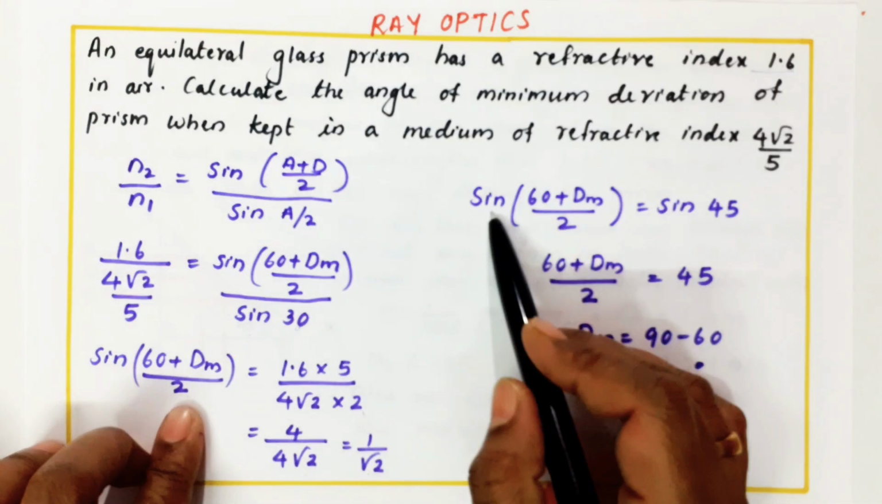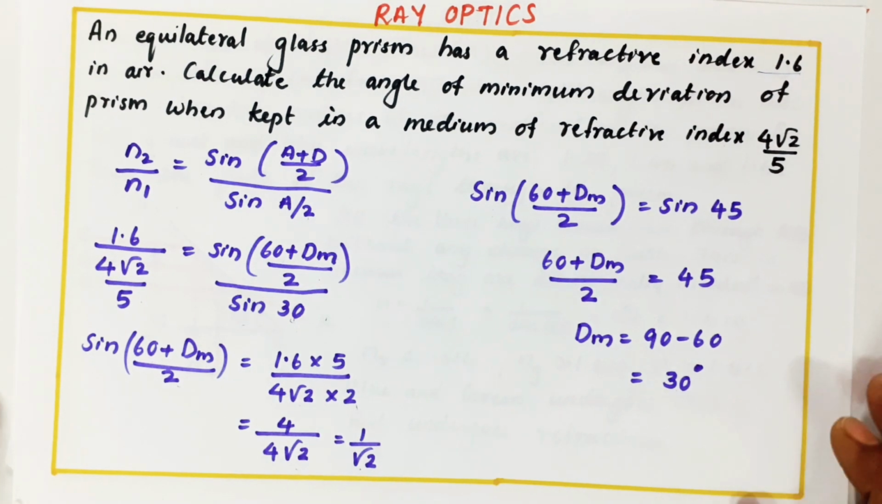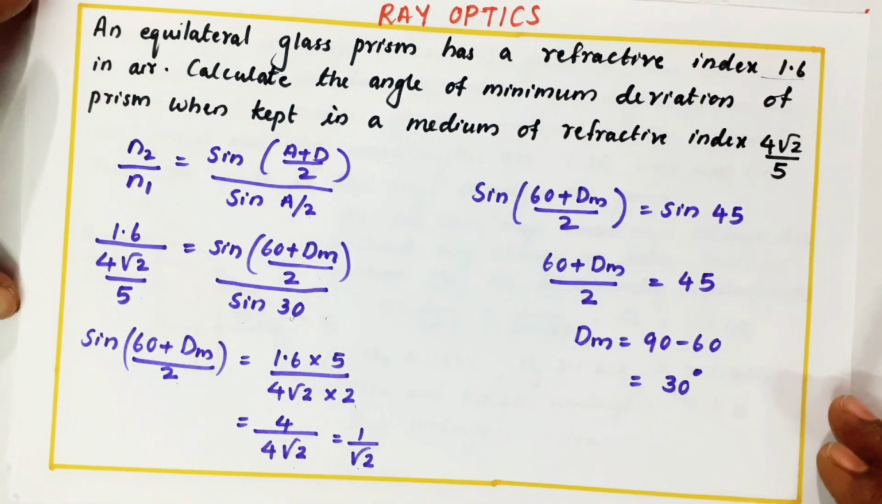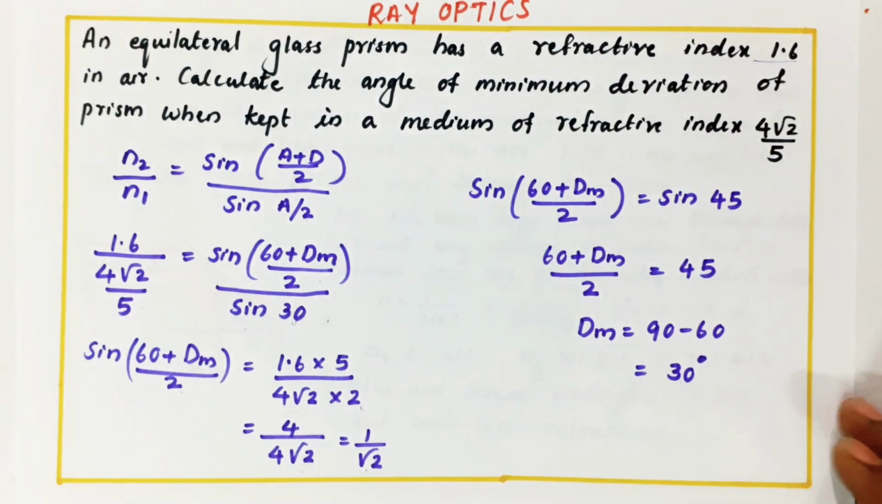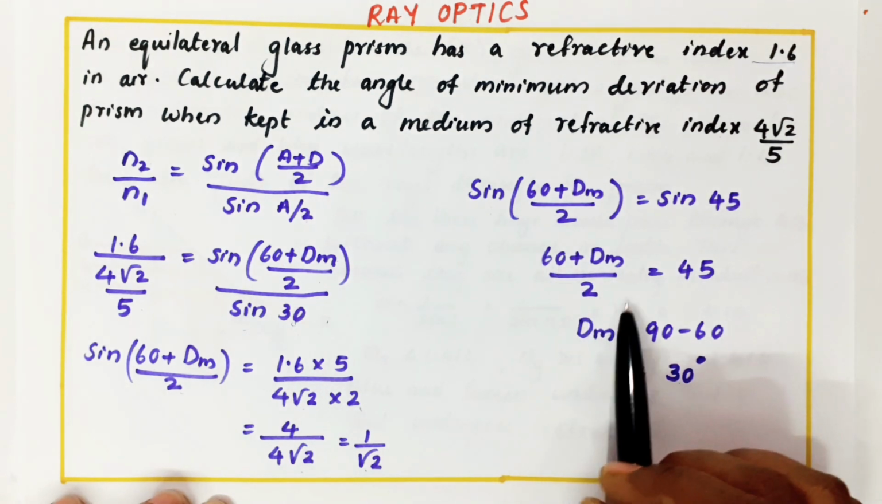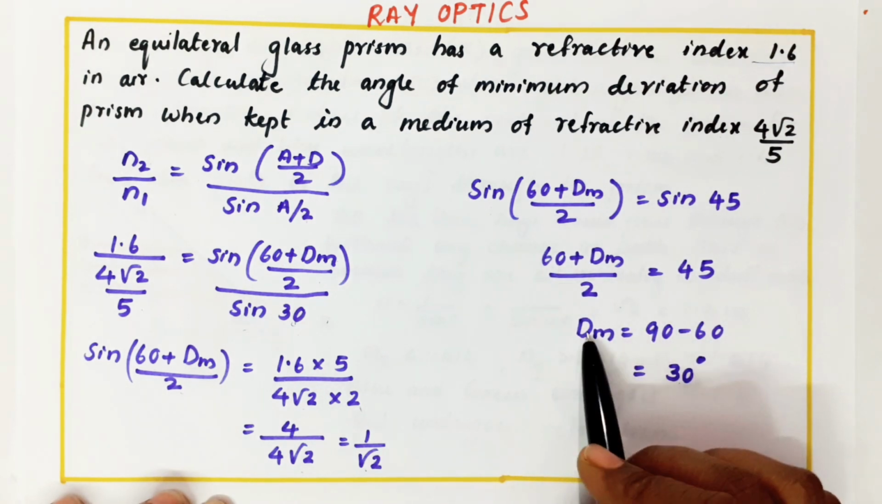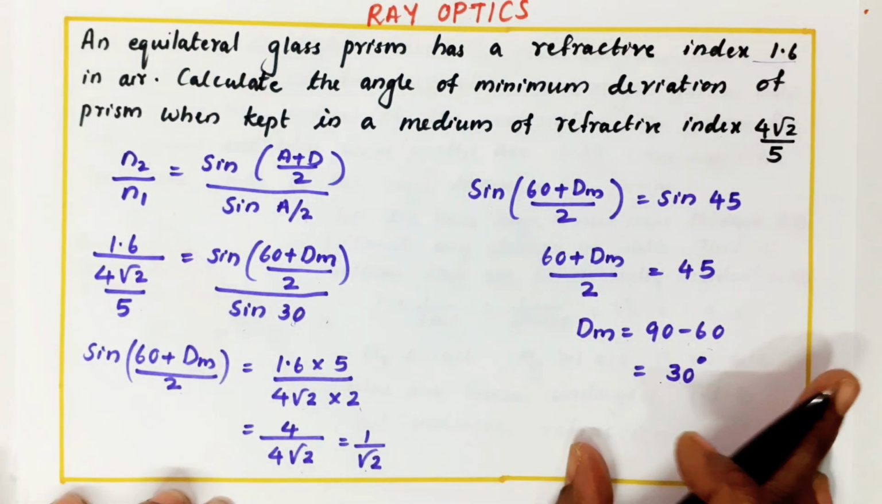So I can take it as sin (60 plus Dm) by 2 is equal to sin 45. Both the sides sine is there, so 60 plus Dm by 2 is equal to 45. Dm is equal to 90 minus 60, which is equal to 30 degrees.